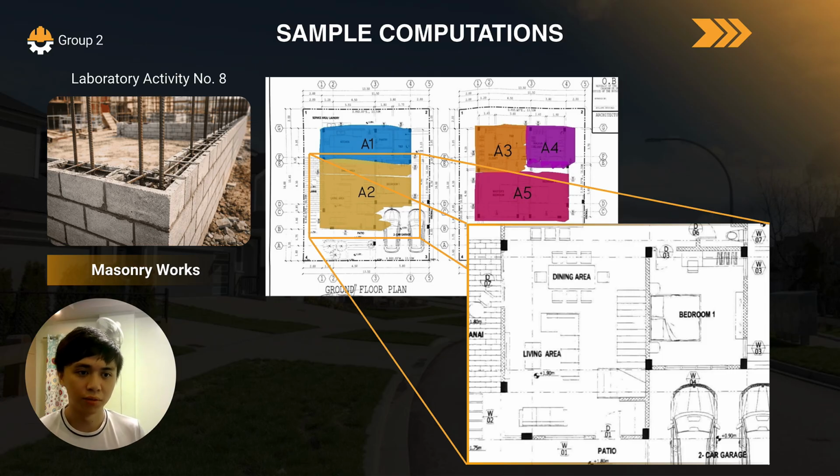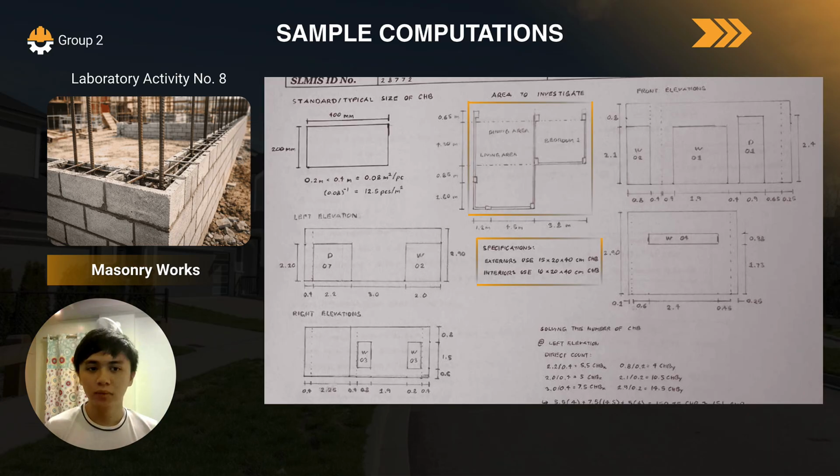Here you can see a zoomed in view. It involves the dining area, living area, and bedroom number 1, as well as the patio. So you'll see later a more clear drawing of the walls that are involved in my calculations. Here are some drawings that I will be using for this computation. First, move your eyes to this first square on top, which is labeled as the area to investigate. This is the clear drawing I was talking about, involving the dining area, living area, bedroom, as well as the patio.